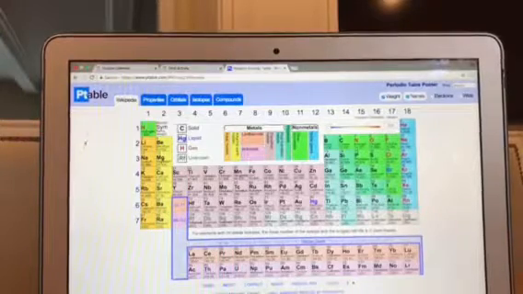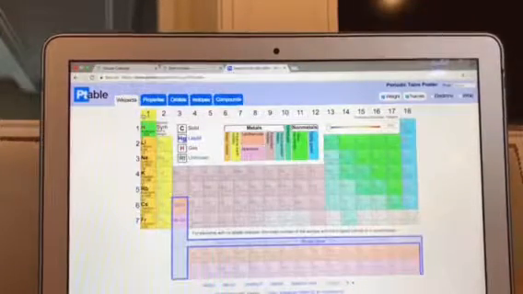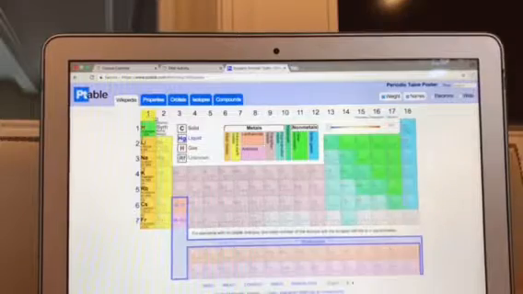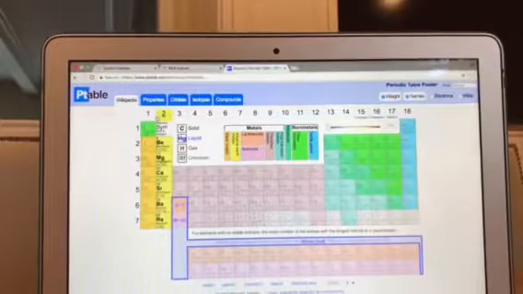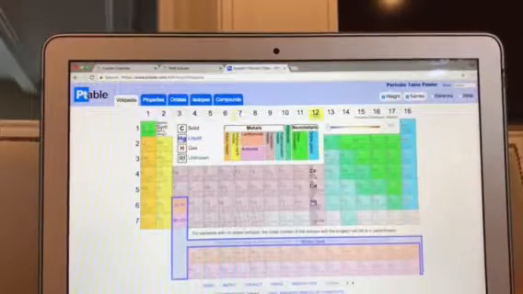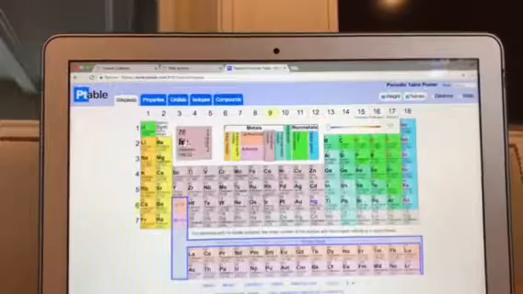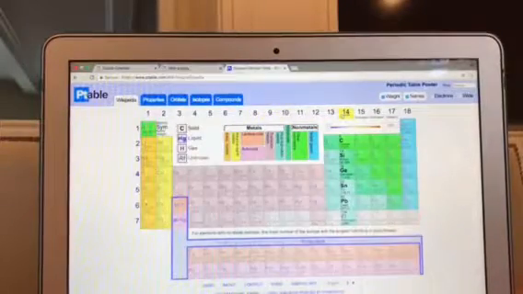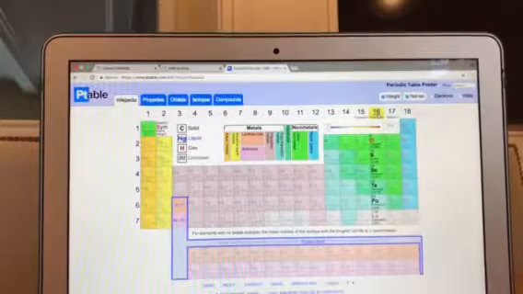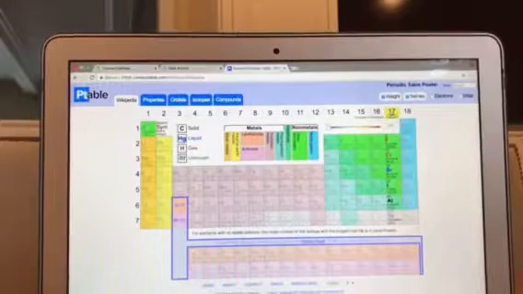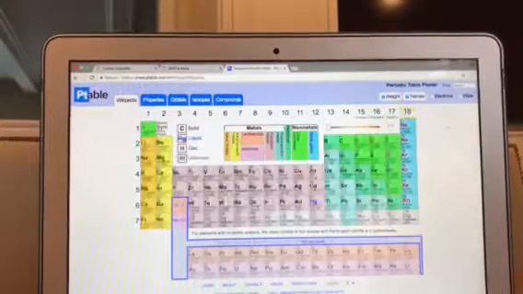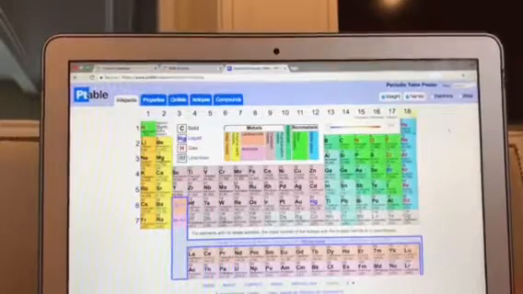Group 1 is called the alkali metals. The elements in group 2 are called the alkaline earth metals. Groups 3 through 12 are the transition metals. The elements in groups 13 through 16 are groups that contain metalloids. Group 17 is called the halogens, and the elements in group 18 are called noble gases.